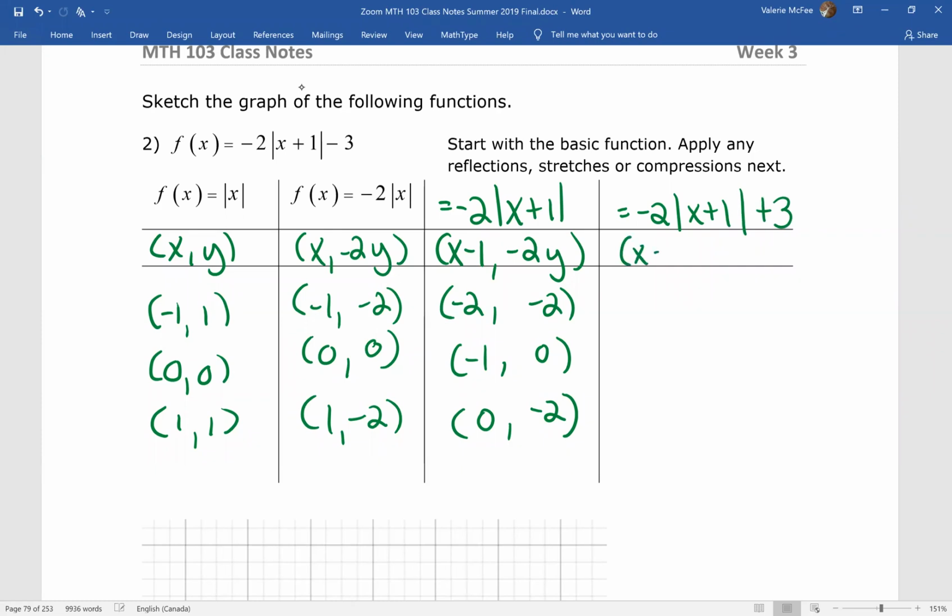Now we still have our X minus 1. So those values for X minus 1 we're keeping. We still have that negative 2 times Y. And now we have to add 3. We're adding 3 to these values. Negative 2 plus 3, 0 plus 3, negative 2 plus 3.